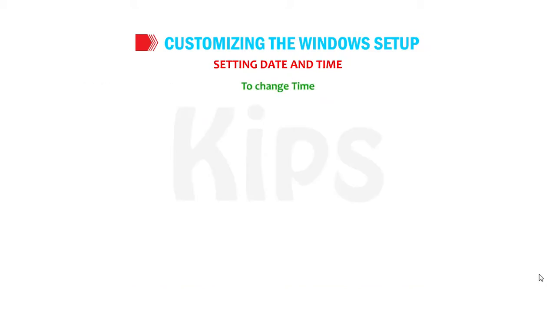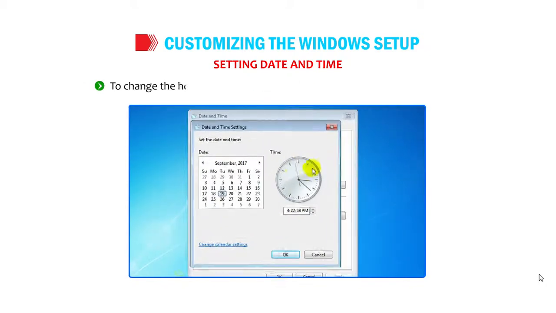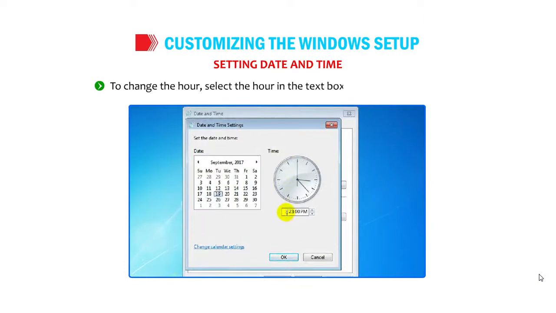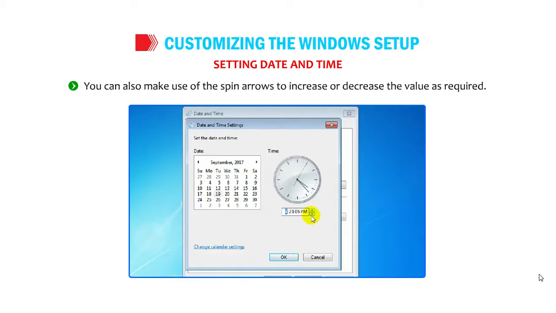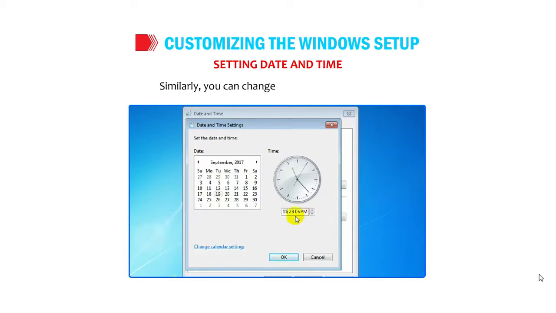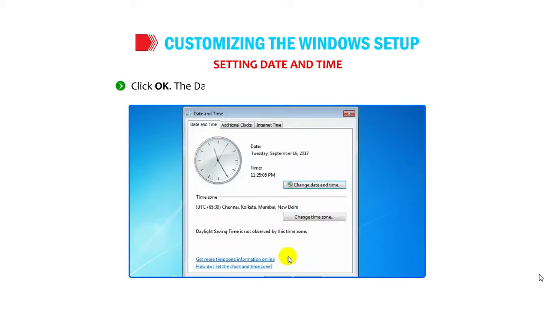To change time, to change the hour, select the hour in the text box located below the clock. You can also make use of the spin arrows to increase or decrease the value as required. Similarly, you can change the minutes and seconds. Click OK. The date and time of the system will change accordingly.